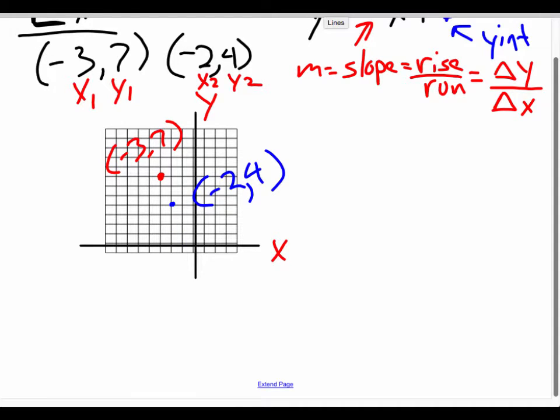Now, they want me to graph, well, actually, they want me to write the equation of the line that goes through those 2 points. So let's get this lined up pretty good. All right, so those are my 2 points. So what I'm asked to do is write some function of x that represents this line right here. Does that make sense? All right, so how do I do that?